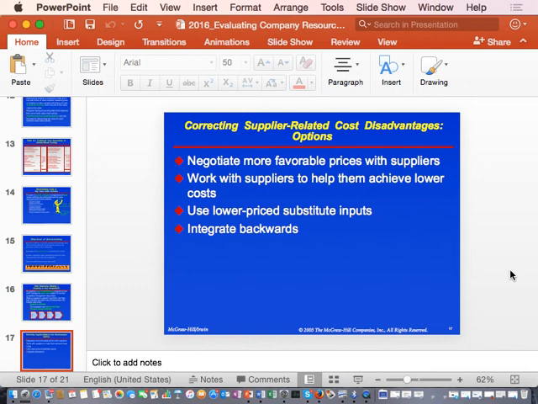Right? Work with suppliers to help them achieve lower costs. So what would a company do in that situation to help the supplier achieve lower costs? It's a paradox. So big companies do it. Say I am a seller of cars, and I get my cars manufactured in Malaysia. So what might I want to do to be able to achieve lower costs for the final car that comes to me? What can I do?